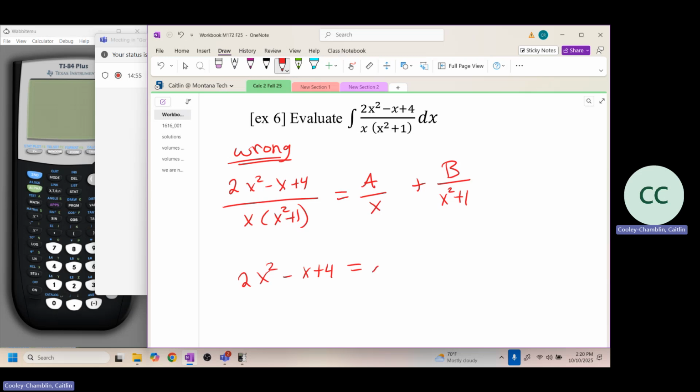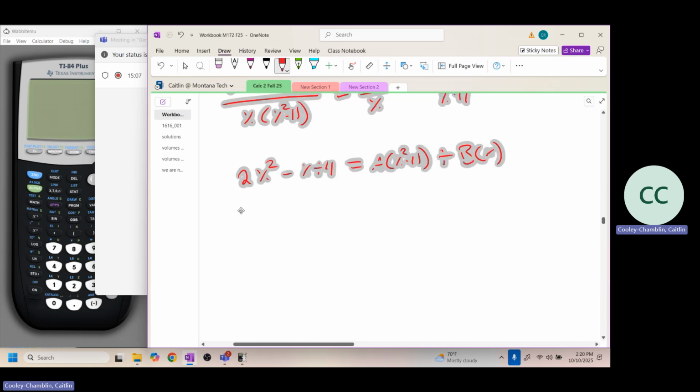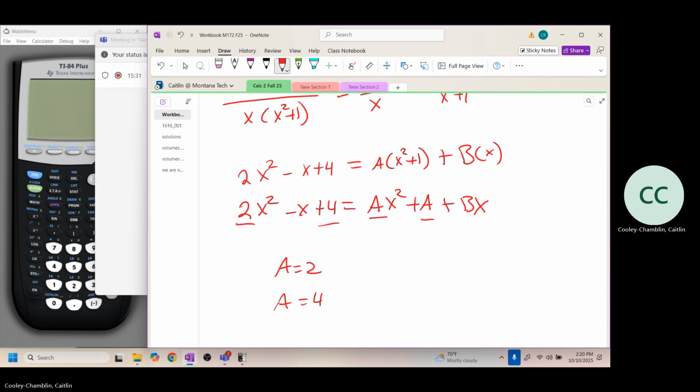equals a times x squared plus 1 plus b times x. And so I get 2x squared minus x plus 4 equals ax squared plus a plus bx. Okay, right off the bat, a equals 2, a equals 4. That's an issue. So this is wrong.